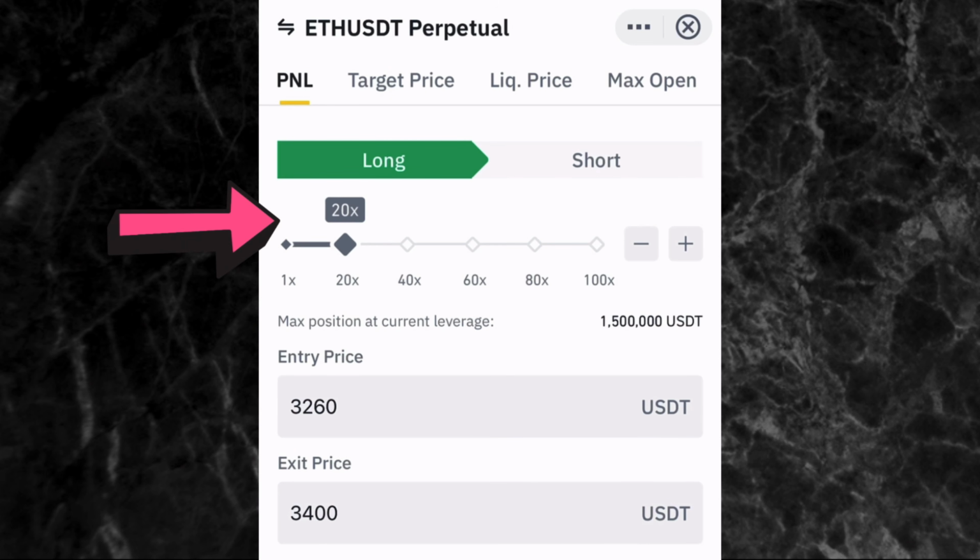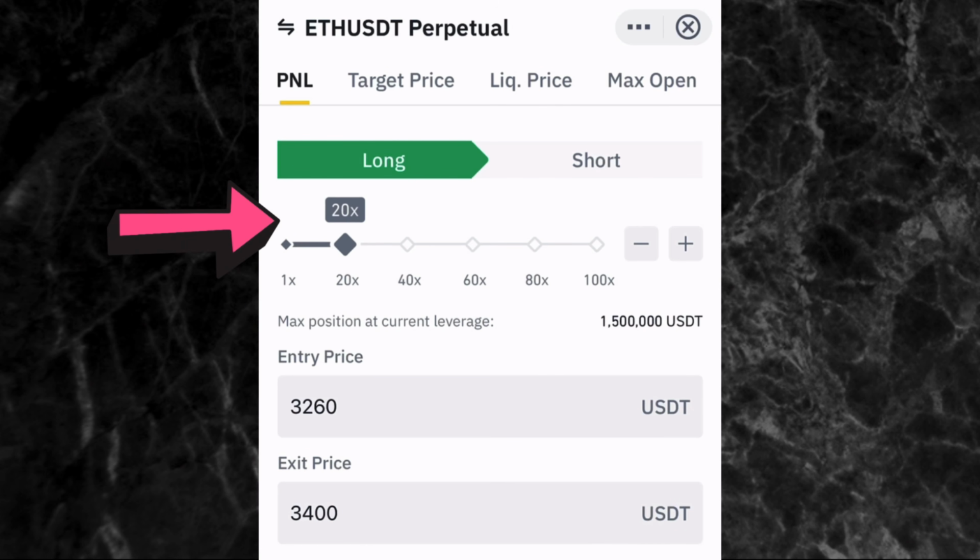Now, let me show you what leverage means. So let's say, for example, I'm using 20x leverage for this trade. Now, if this asset, ETH, should move up by 1%, we are going to make 20% profit. If it should move up by 10%, you are going to make 200% profit. If it should move up by, let's say, 50%, we are going to be making 1000% profit. So that's actually the power of leverage.